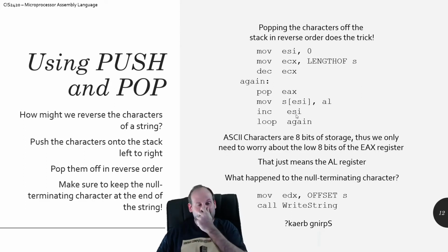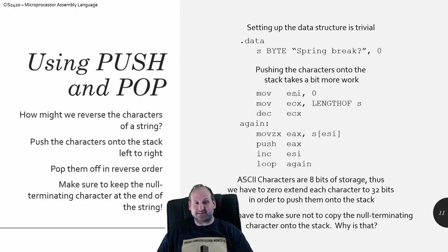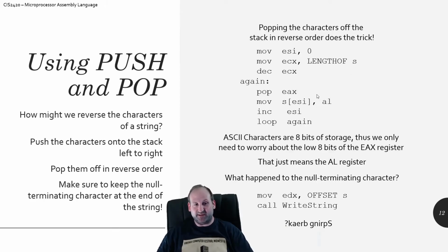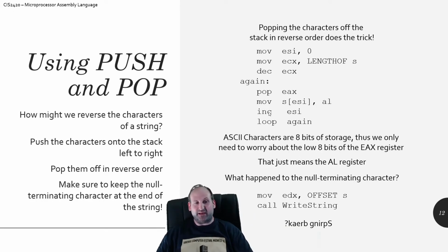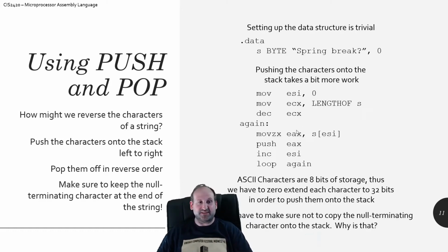ESI is going to be 1, and then I loop again, because this is going to happen 14 times or so. Pop EAX, the top of the stack now holds the lowercase k, and put the 8-bit version of that, the actual ASCII character, at S index 1. So the K will go into the P, increment ESI to be 2, and loop again and again and again. So you see where this is going, that the K will go here, and the A, and so forth and so on, until everything has been reversed.